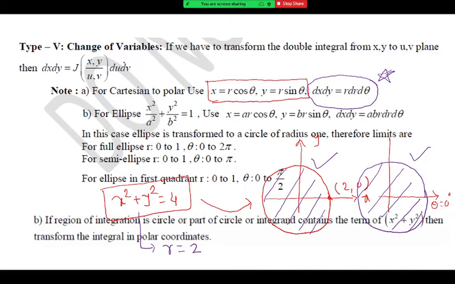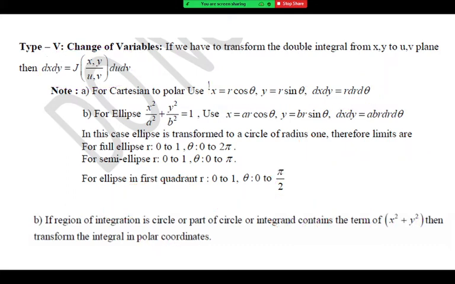Actually the proof of this dx dy is by this formula, where you should know partial derivatives, because the Jacobian of xy upon uv is nothing but a determinant of the partial derivatives. That is not required to remember, and nowhere do you have to prove it. So the most important thing that you have to remember is the first thing, this one.